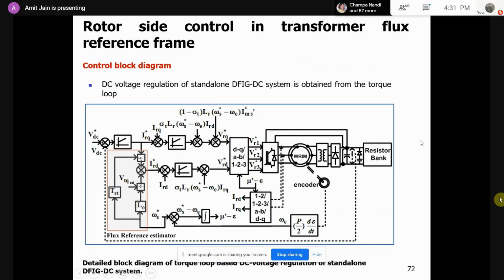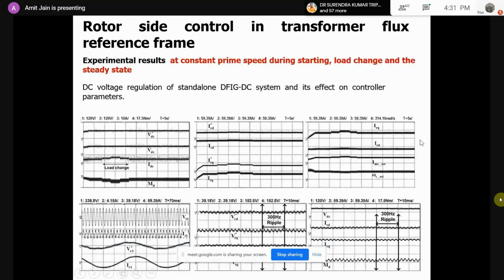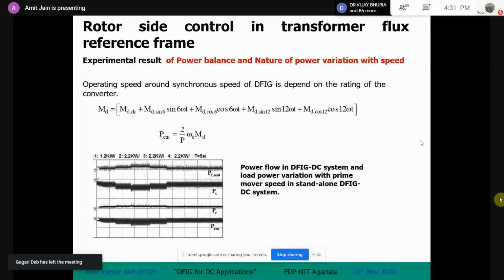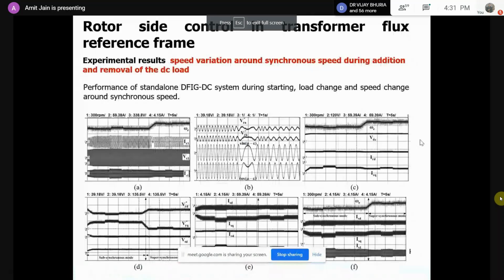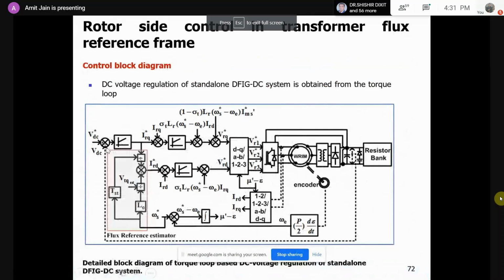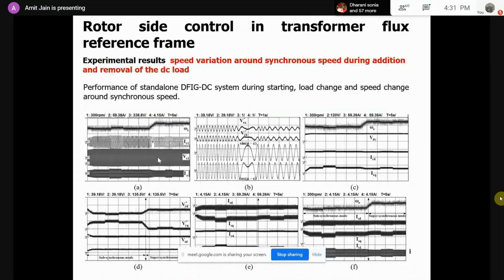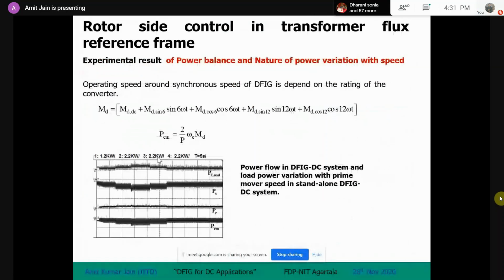This control block diagram and again the results. Here the control also is slightly different, but it's okay. Earlier, we used to do the VDC control from the D-axis, but in this system we have done it from the Q-axis, and that is interesting. That gives some kind of advantages compared to the previous system.